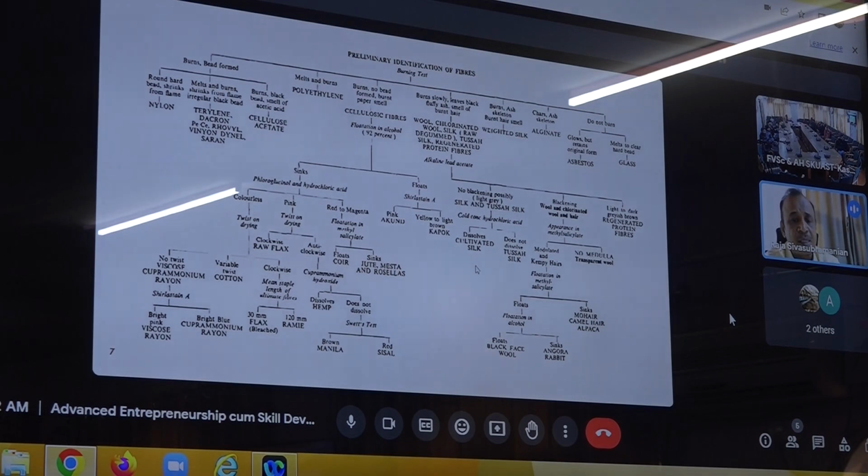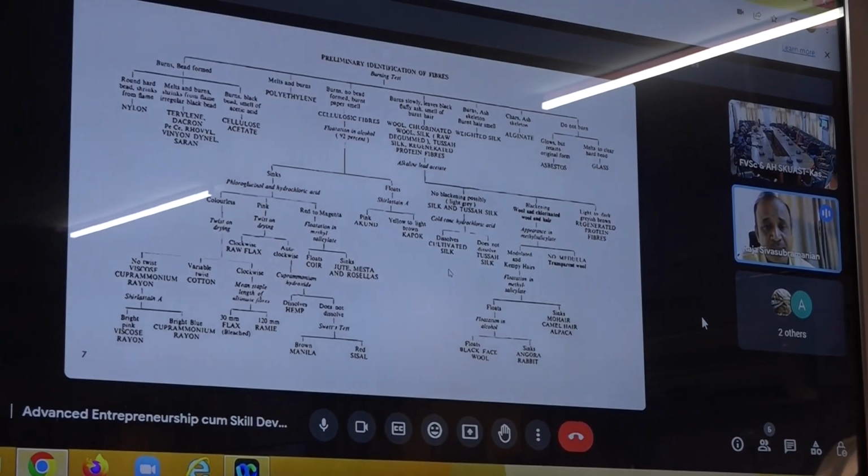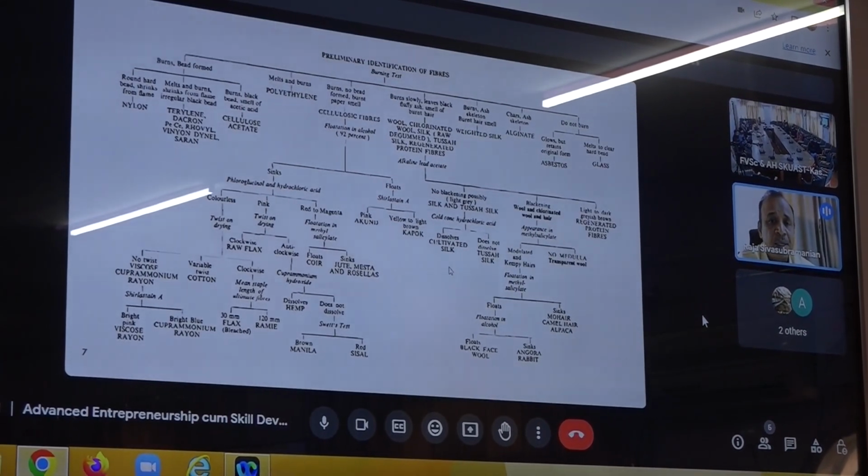Otherwise, if it is Dacron or acrylic, it will melt and burn, and there are different things. You can go through it. It is available on any website also. All the BIS standards are available online. So we have to follow as per this burning test.